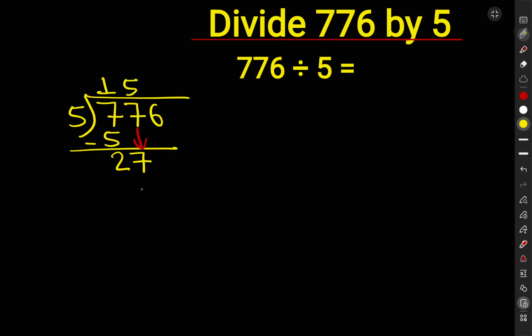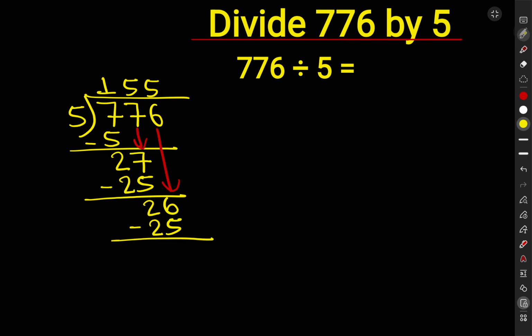5 times 5 is 25. On subtracting we get 2. So again we put down the 6 and it is 26. 5 times 5 is 25. On subtracting we get 1.